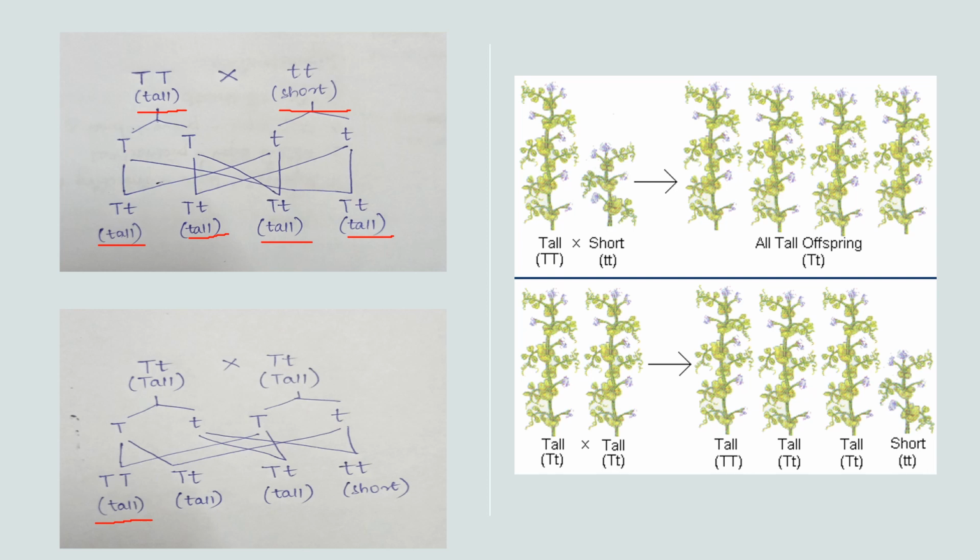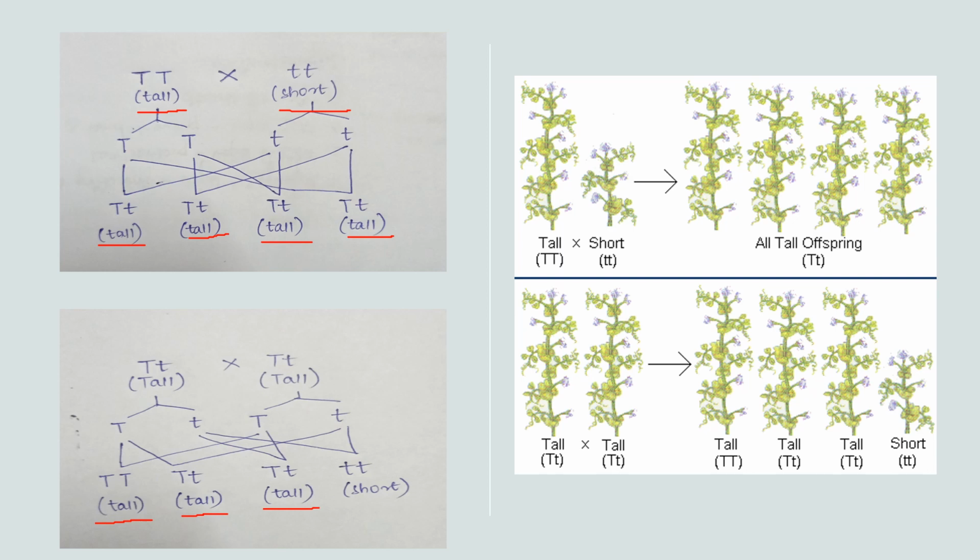Next, the capital T of the tall plant combined with the small t of the next tall plant, resulting in a tall plant again, but it is genotypically different because the first one had capital T and capital T and the second one had capital T and small t. Next, the small t of the first plant combined with the capital T of the second plant, forming a tall plant again with a genotype capital T and small t.